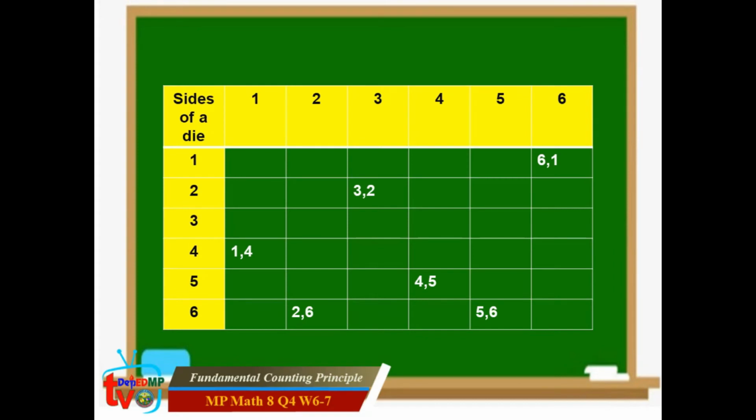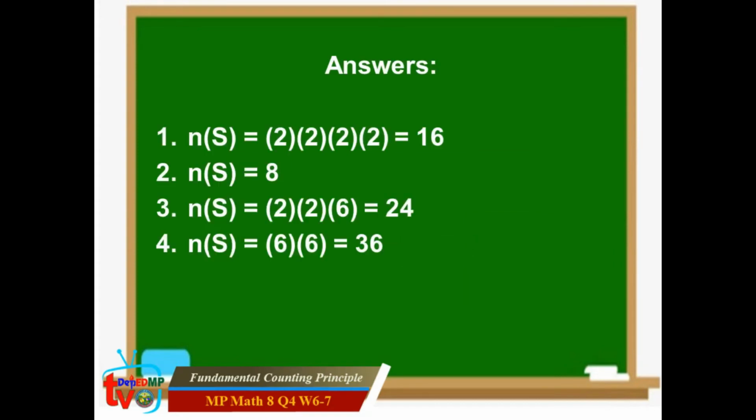So we have here the table, and we have here the answers. For number 1, the total number of possible outcomes is 16. For number 2, 8. Number 3, 24. And number 4, 36.